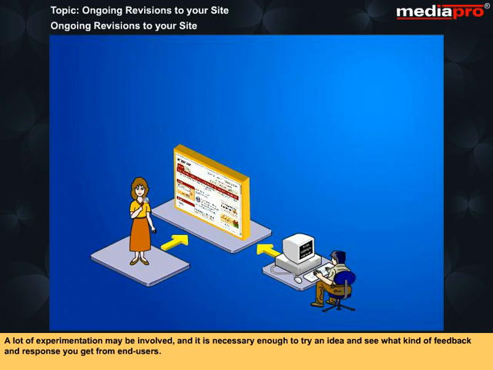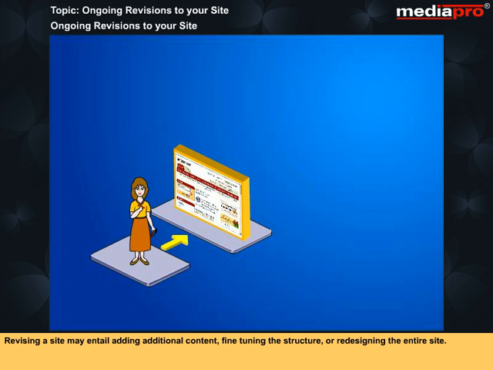A lot of experimentation may be involved, and it is necessary to try an idea and see what kind of feedback and response you get from end users. Revising a site may entail adding additional content, fine-tuning the structure, or redesigning the entire site. If your site was planned well and you want to add additional content, it should be fairly easy to do.